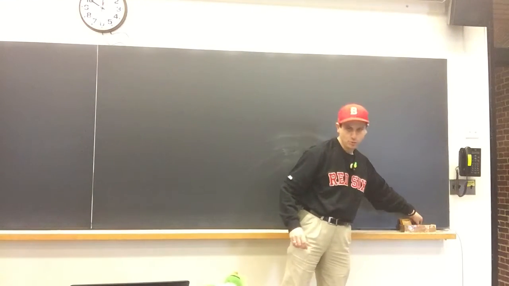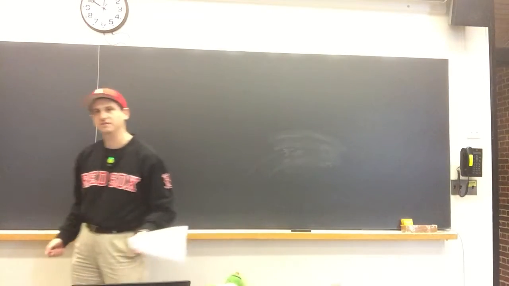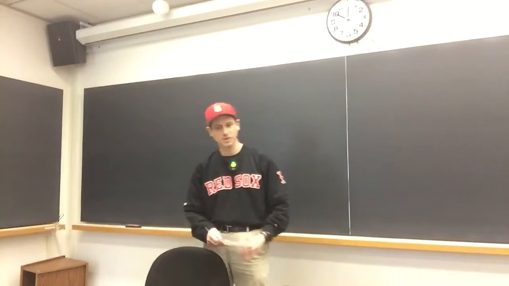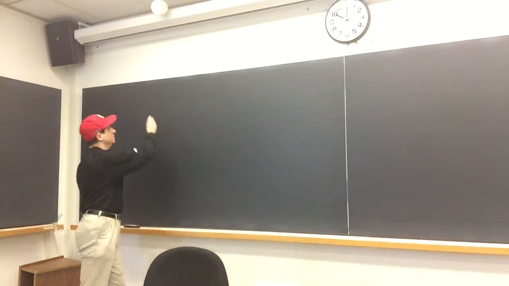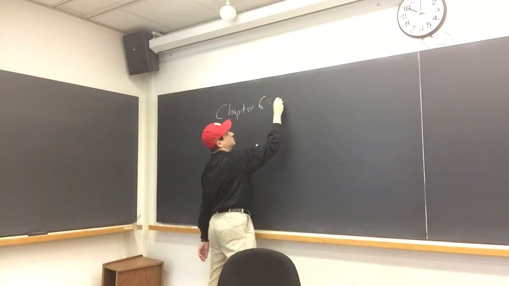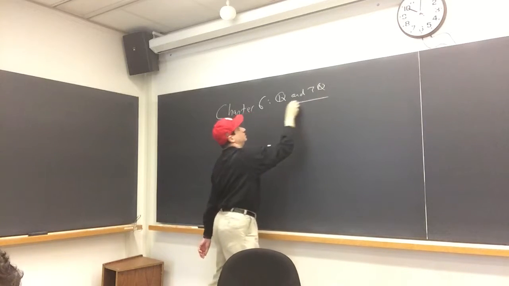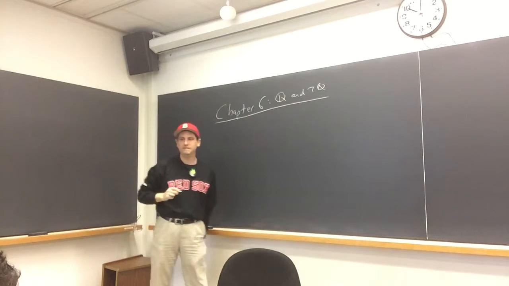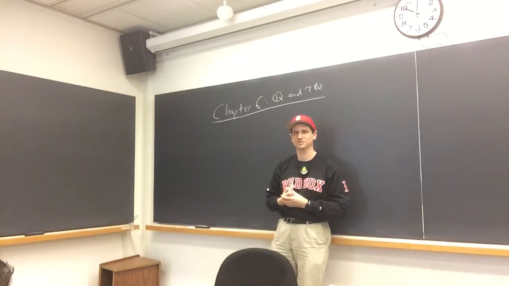Excellent. And so what we're going to do today is we're moving on to chapter 6, which is rational and irrational numbers. So hopefully everyone here has some sense of what rational and irrational numbers are. So chapter 6, rational and non-rational. Okay. What is the first thing I have to prove when we do rational versus irrational numbers?